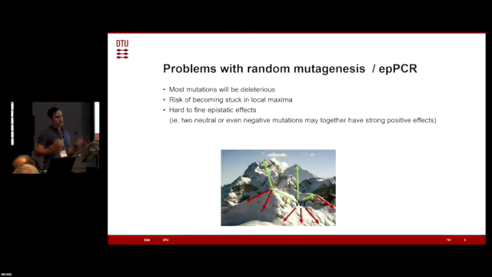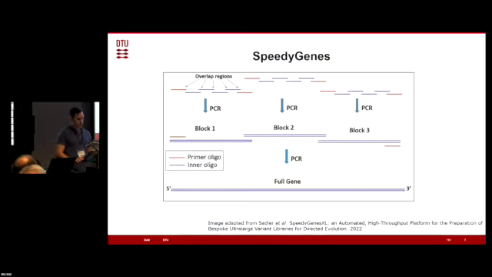So you can have these synergistic effects that you won't actually catch if you're just doing single mutations one by one. That is where this method that I'm going to talk about comes in, which is called Speedy Genes. Broadly, it is a way to synthesize genes and proteins using overlapping oligonucleotides.